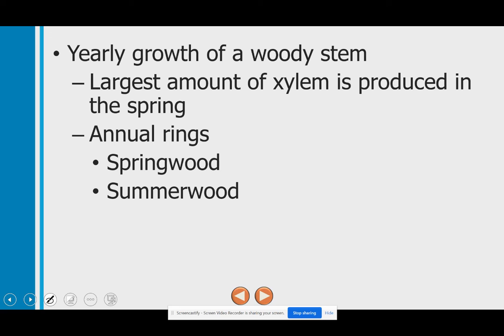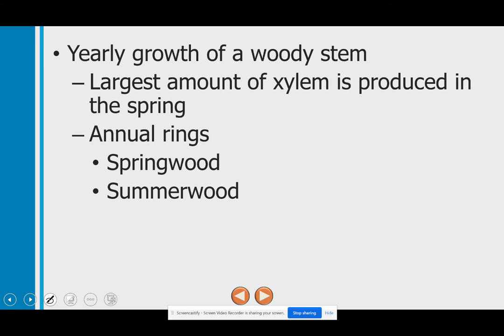Now, during the spring, you're going to have a large amount of xylem being produced because what happens in the spring? We have a lot of rain. Well, these annual rings that you can see, if you were to cut a tree down and look at its trunk, you're able to see these rings. And I know we've looked at it in class.